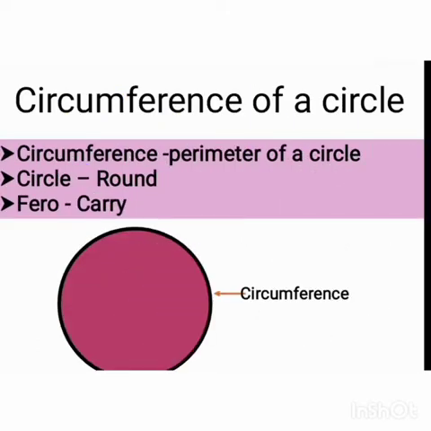Circumference of a circle. Circumference is the special name given to the perimeter of a circle, that is, the distance all around it. Circum in Latin means round and ferre means carry.